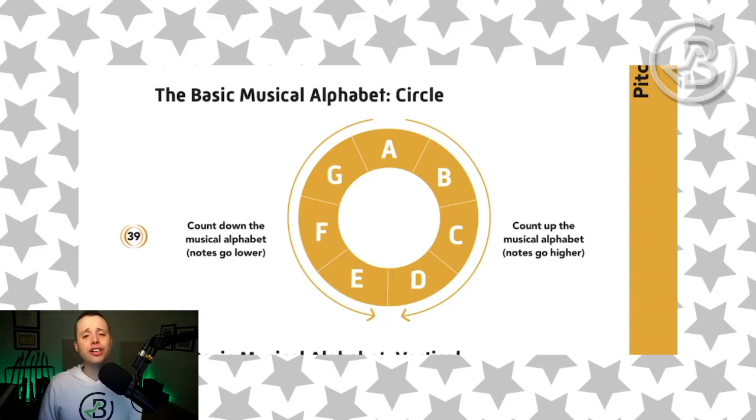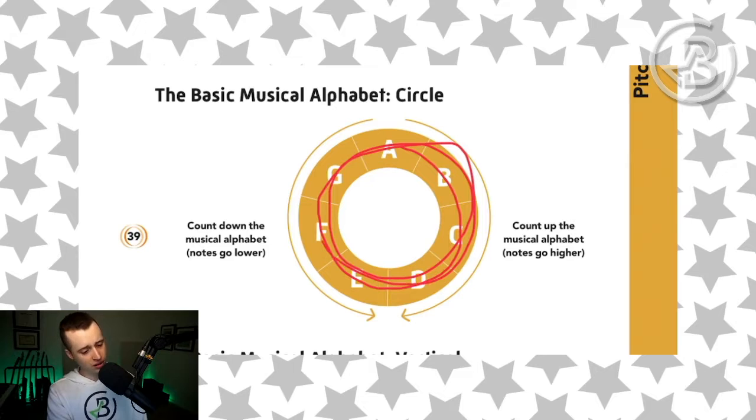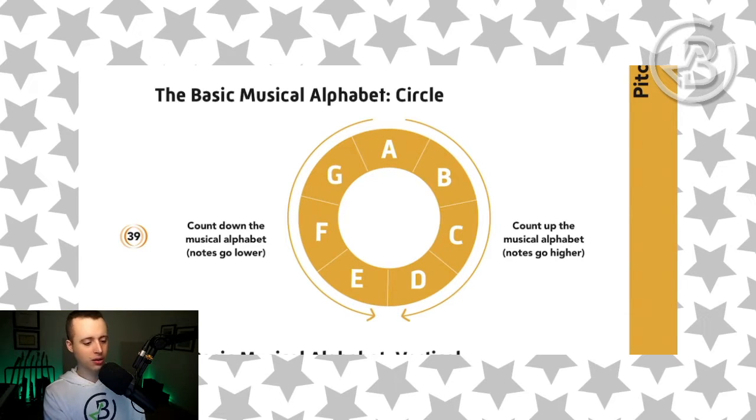In this lesson, we are going to talk more about the basic musical alphabet, and we're going to look at it in two ways. The first way is as a circle. Now, the reason why we're looking at it as a circle is because, remember, one of the things about the basic musical alphabet is it goes on and on forever from low to high. So A, B, C, D, E, F, G, A, B, C, D, E, F, G, A, B, C, D, E, like that, and it goes backwards from high to low.